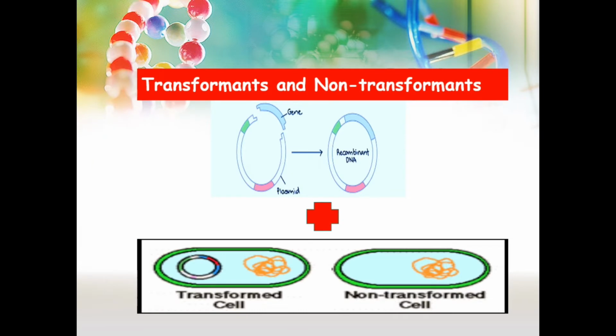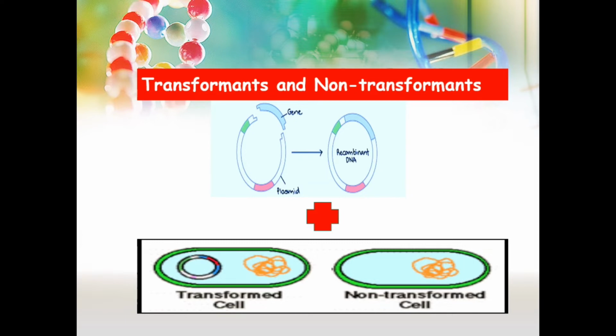Once we develop the recombinant DNA, what is recombinant DNA? The vector in which we have introduced the foreign gene is known as recombinant DNA. Then we mix the recombinant DNA with the bacterial culture, and some of the bacteria pick up the DNA and some will not pick up the DNA.